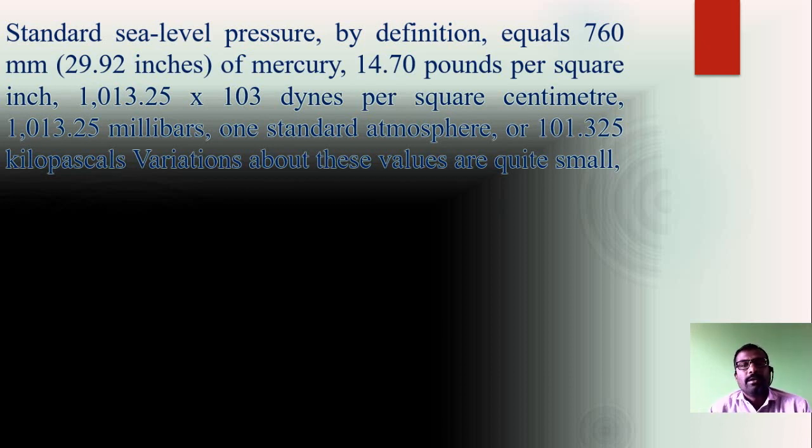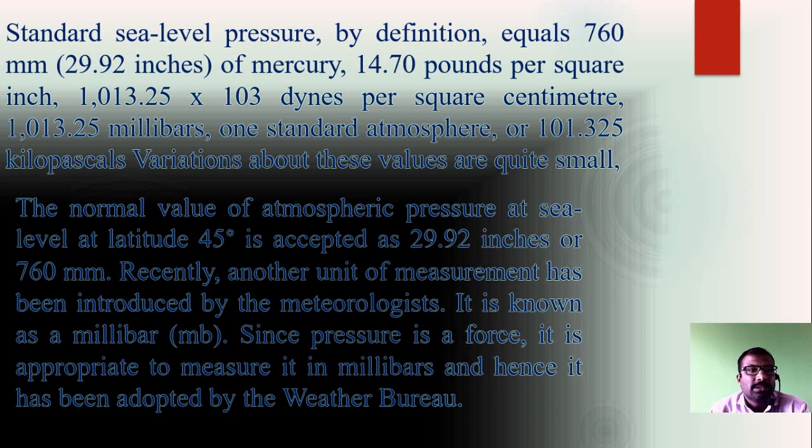Standard sea level pressure by definition is equal to 760 millimeters, which is 29.92 inches of mercury. If you consider pounds, it is 14.70 pounds per square inch, which is 1013.25 times 10 to the power 3 dynes per square centimeter, that is 1013.25 millibars. One standard atmospheric pressure is 1013.25 millibars or 101.32 kilopascals. Variation about these values is quite small, but both are considered standard atmospheric pressure.